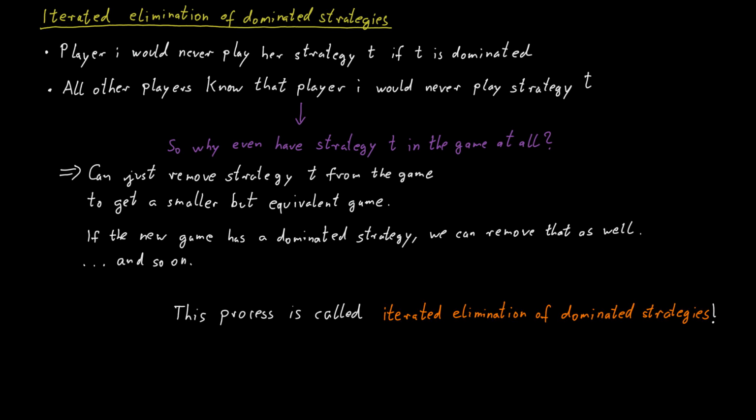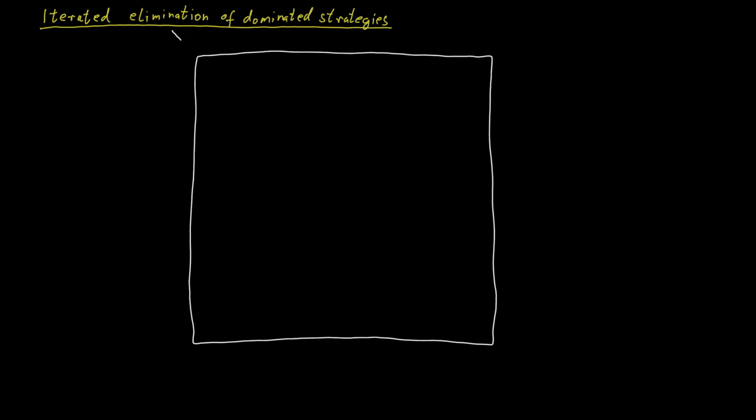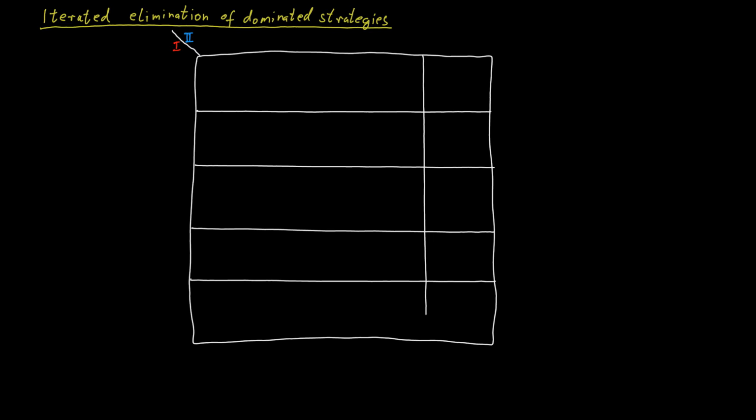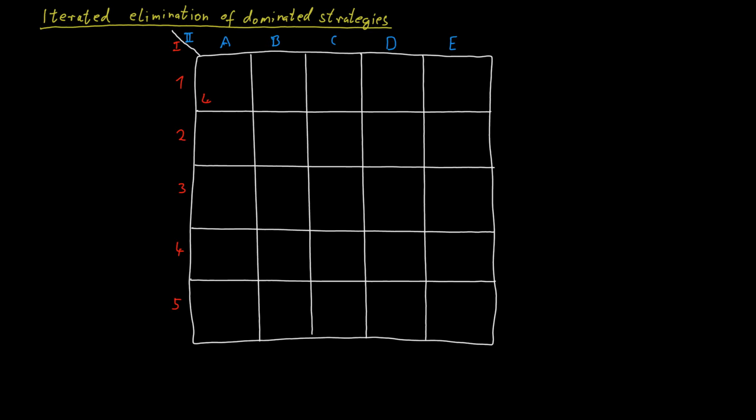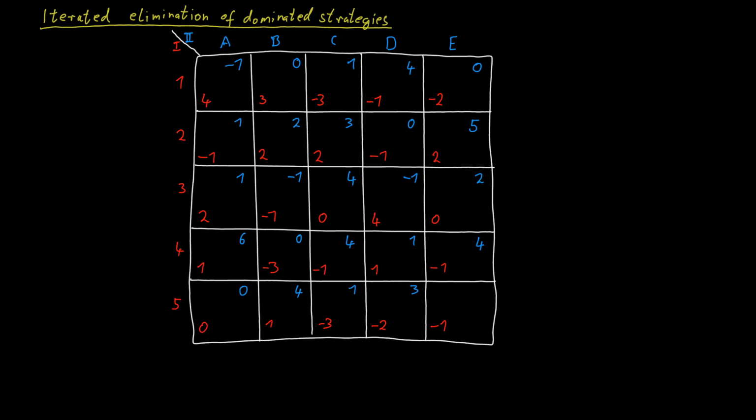To illustrate this idea, let us look at the following example of a two-player game in which each player has 5 strategies. So this is our game. Again, we write this down in a table. And now you can maybe pause the video and see if you can spot any dominated strategy here. The only dominated strategy in this game is strategy 4, and it's dominated by strategy 3.